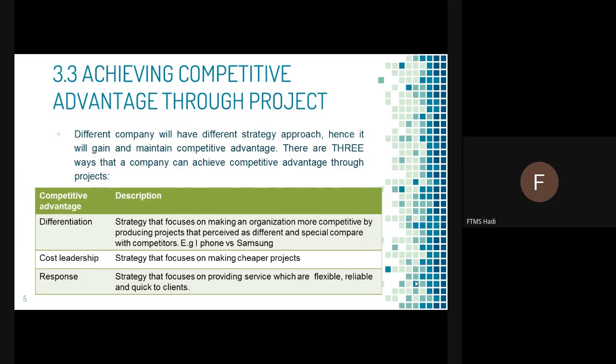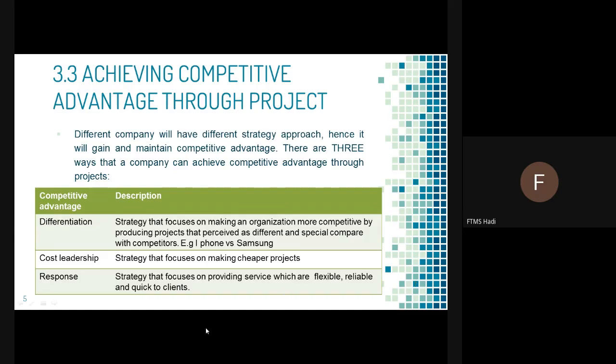Okay, and also some developers might be able to come up with a project of a 100,000 ringgit house, maybe because they can get cheaper labor. Maybe that is cost leadership. So there are advantages in cost leadership, so that's why they are very good at it. It means they go the cheap and cost effective way.